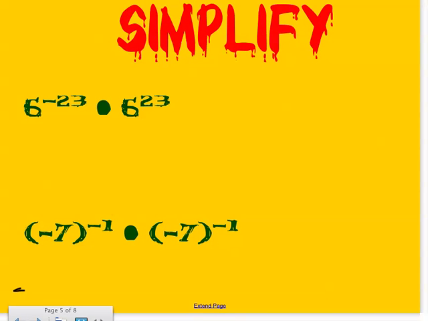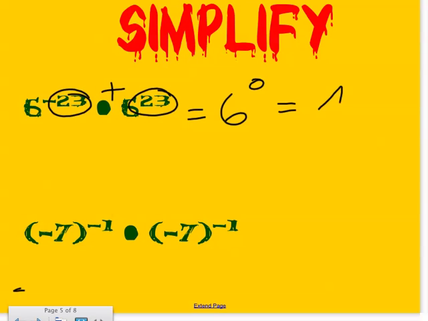All right, so looking at this first one, we can use the shortcut of adding up our exponents. Negative 23 plus positive 23 is just 0. And remember, 6 to the 0 power, anything to the 0 power, is just 1.